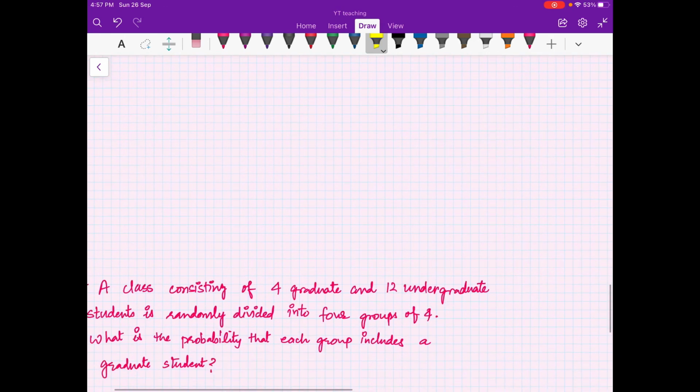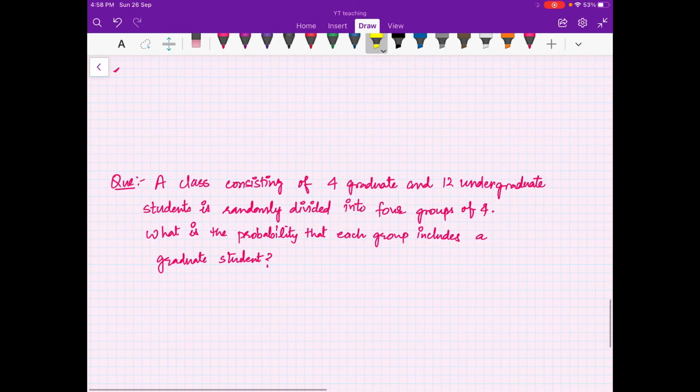Okay, there is one more problem which is also interesting. Here you see we have a class consisting of 4 graduate students and 12 undergraduate students. So we have a class with 16 students, 4 graduate students and 12 undergraduate students. They are randomly divided into 4 groups, so 4 students in each group. What is the probability that each group includes a graduate student?